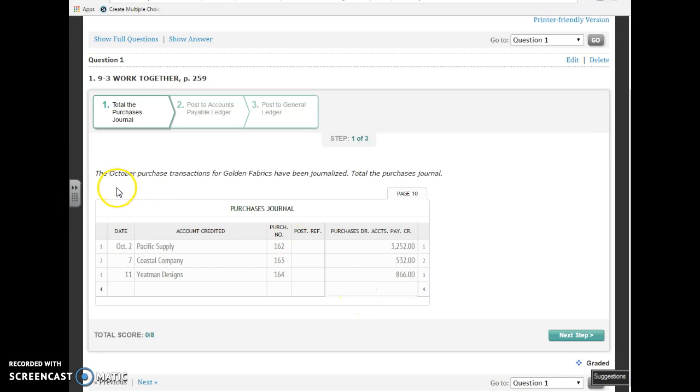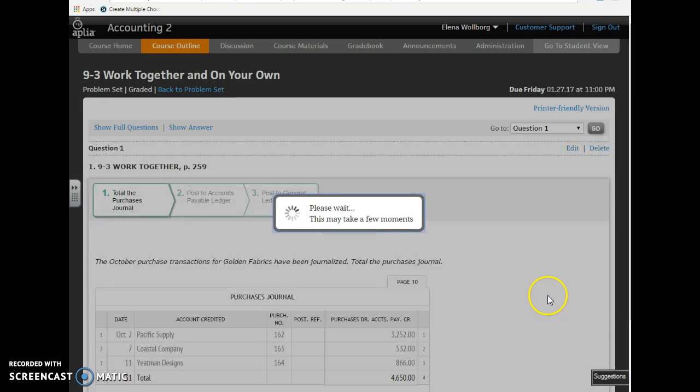The first thing that we're doing here is we're saying that this journal has been all filled in for the month and we're at the end of the month and now we need to total it up. So we're going to enter the last date of October, which is the 31st, and we're just going to write total. We're going to take these three items, 3252 plus 532 plus 866, to get a grand total of 4650. Okay, 4,650. So that is our first step. Go ahead and go to next step.